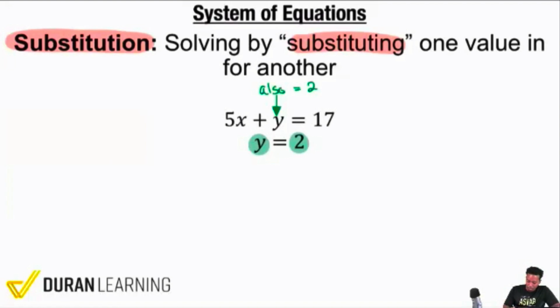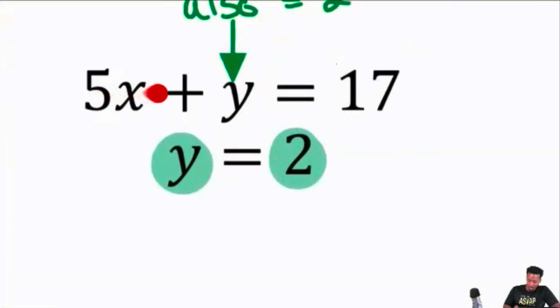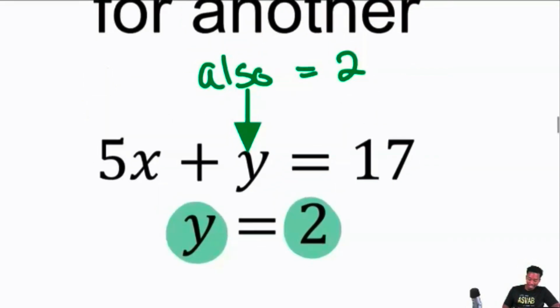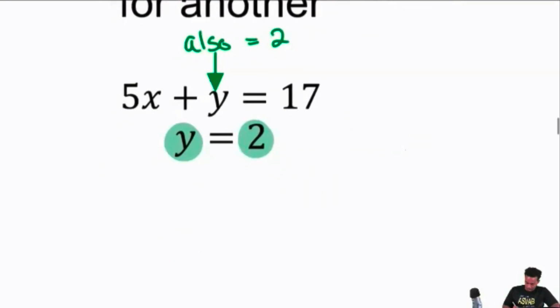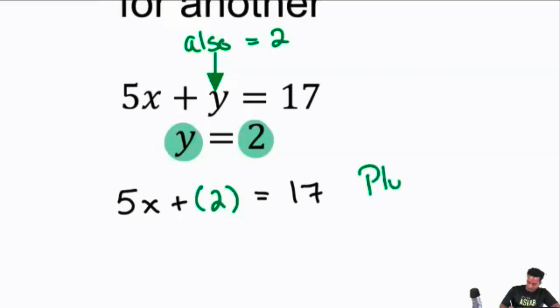If I were just looking at this equation by itself, 5x plus y equals 17, you can't solve that. You have two different letters. But if you only had one letter to deal with, you could solve it. And that's why we're going to substitute or plug in 2, because it's going to turn into this: 5x plus 2 equals 17. So again, all we did was plug in y equals 2. That's exactly what we just did.